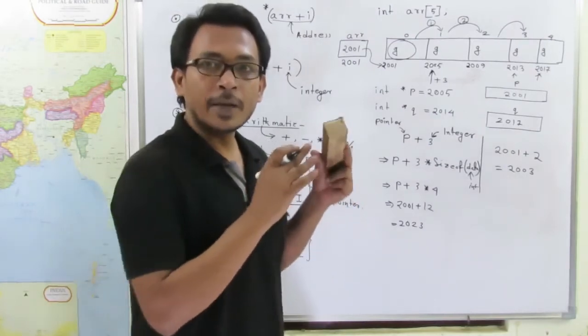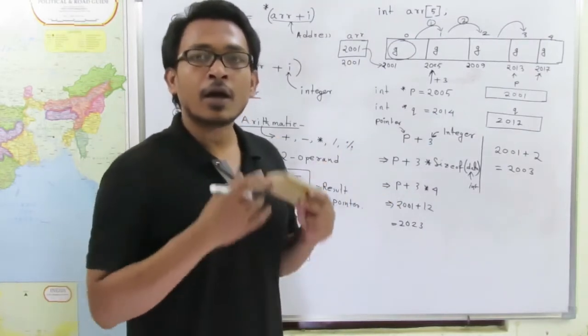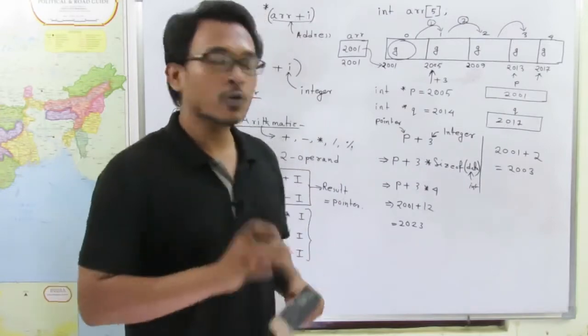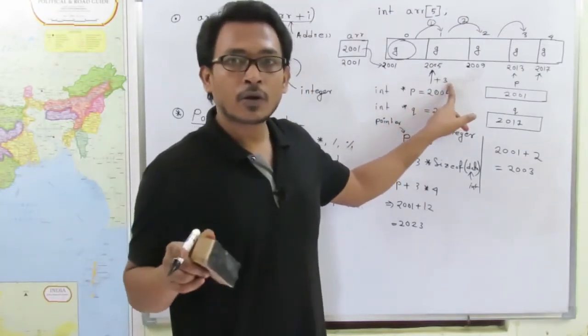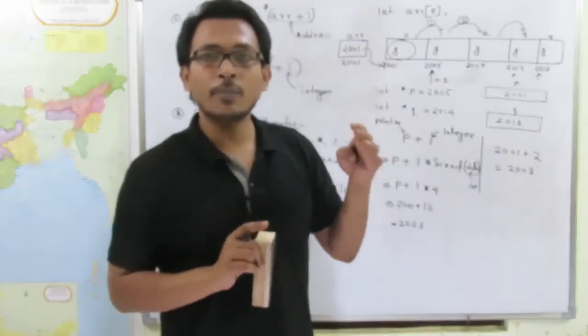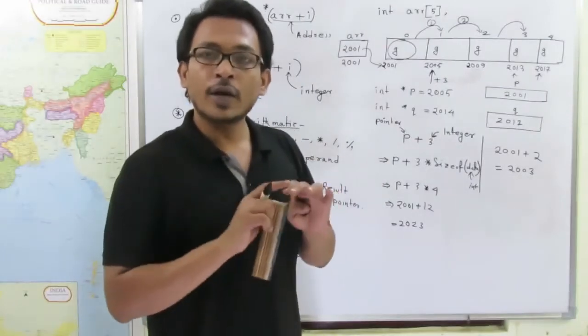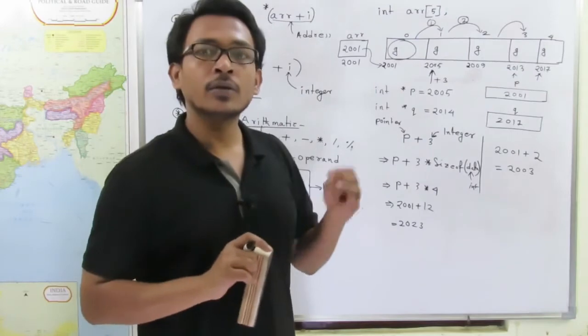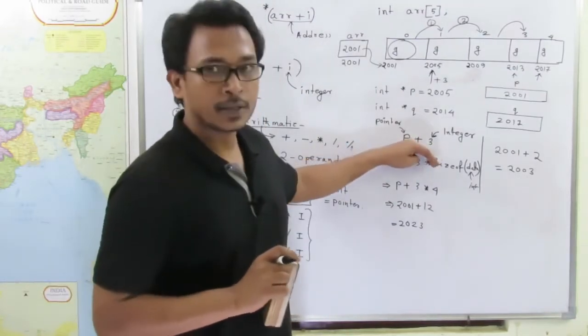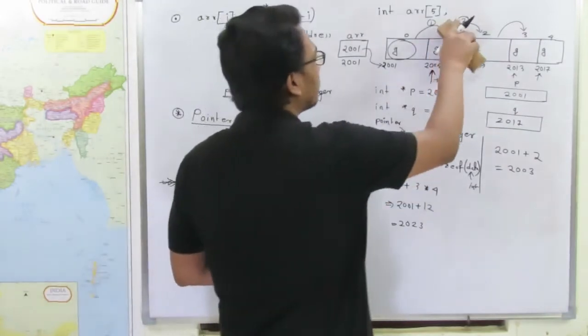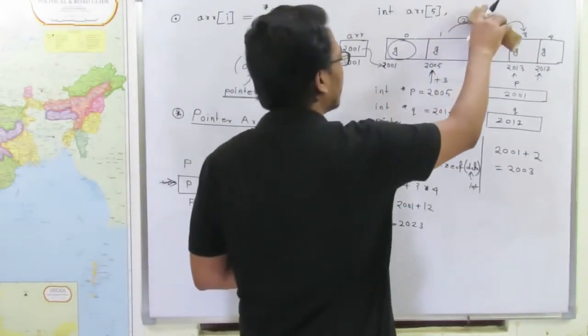That means from this particular memory location, how many blocks do we need to cross? We need to cross a total of 3 blocks, or we need to bypass a total of 3 blocks. After that, whatever base address we get will be the result of this operation. So let's check what we will get in this scenario.